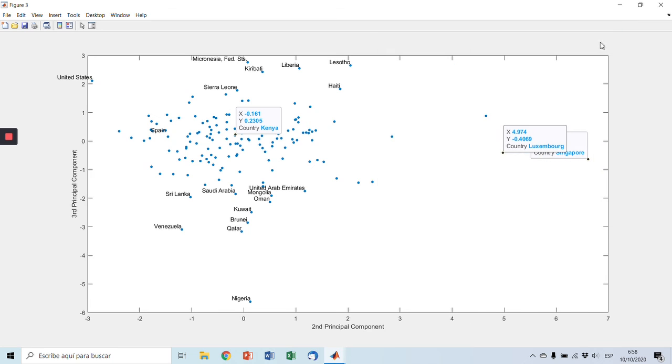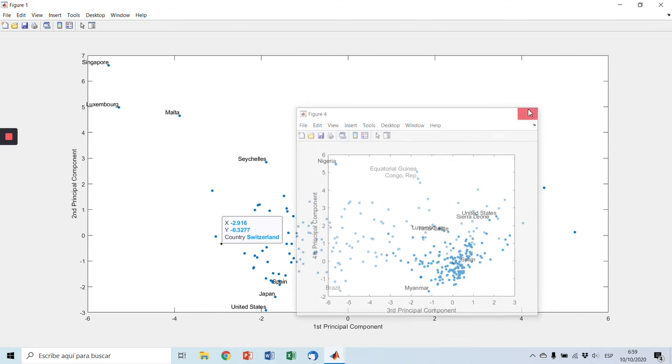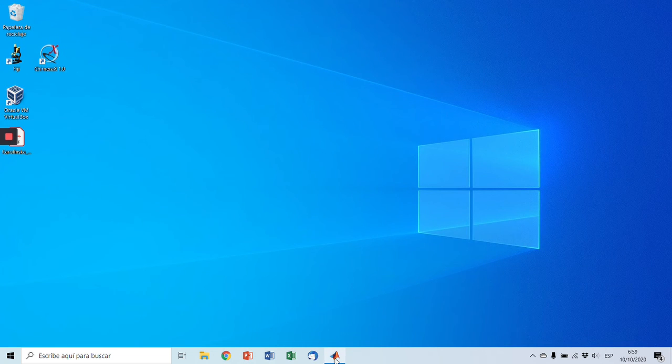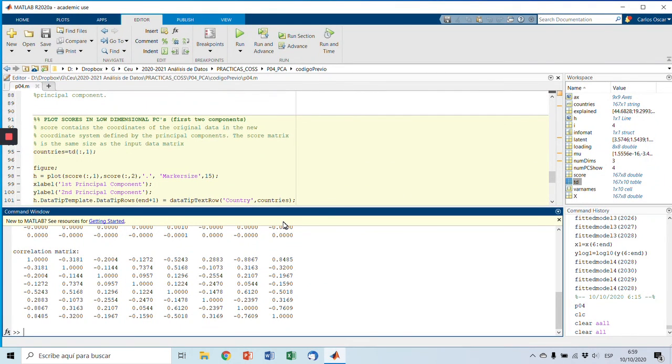Okay, so we have seen that with PCA we have reduced 8 input variables into 4. With these 4, we are capturing most of the variability, 90% of the variability of the input data, and it also allows understanding differences between countries. So if you want to project high in one principal component, you need some features, and if you want to project low in that principal component, you need just the opposite features.